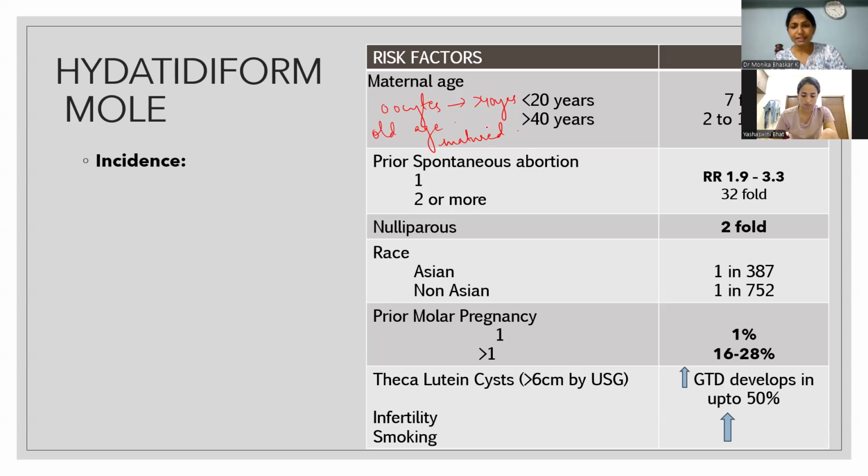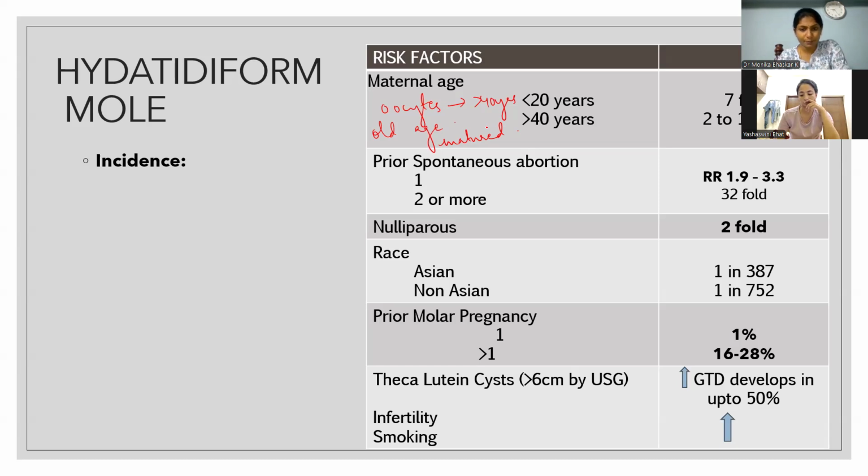Okay. And if there is one prior molar pregnancy, there is a 1% chance of recurrence. But if there is more than one molar pregnancy, there is a very high incidence of 16 to 28%. And if there is presence of theca lutein cysts, gestational trophoblastic disease develops in about 50% of the population.